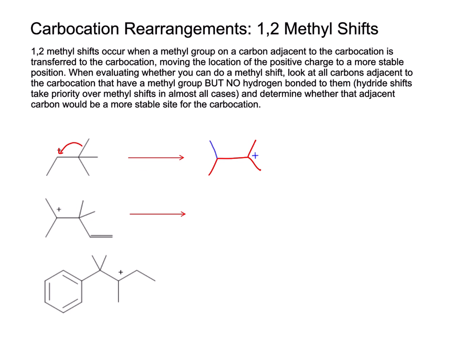In our second example, we have a tertiary carbocation, but if we move one of the methyl groups on the adjacent carbon to the right, we can actually turn it into a tertiary allylic carbocation. So that's going to be the driving force of this 1,2 methyl shift.